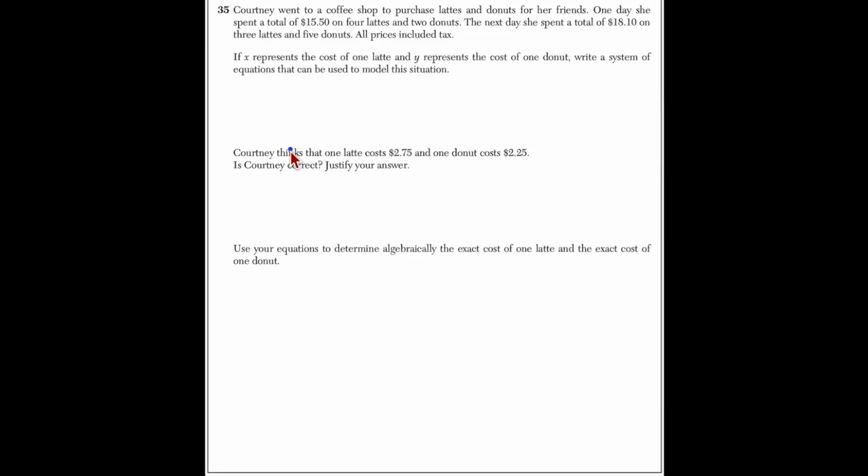So this is another system of equations Regents question, where we're tasked with first writing out the system, answering a question about the system, and then solving the system algebraically. Okay, but let's just jump right in.